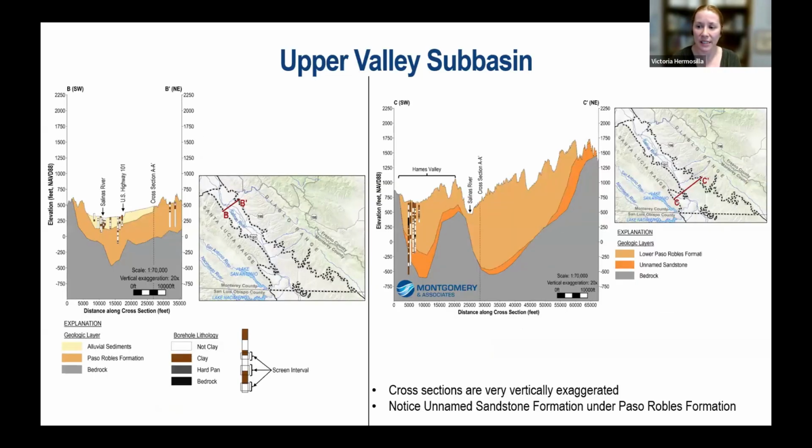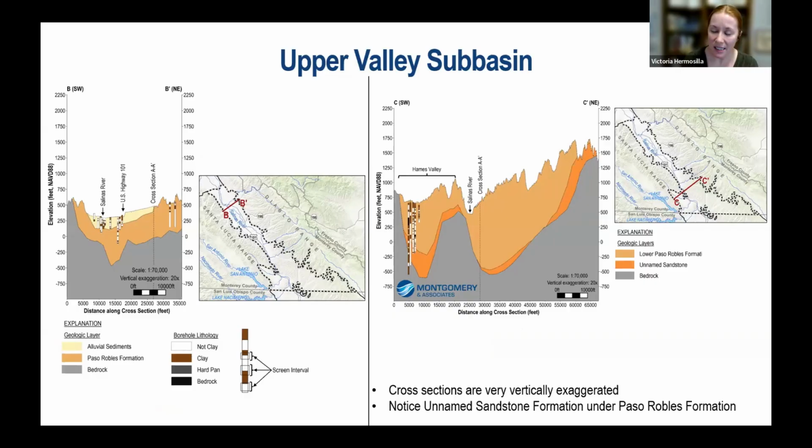And if we move to these other cross sections that cut across the Upper Valley Subbasin, B to B prime here on the left, this is closer to King City. And again, a lot of those wells are really shallow and kind of clustered closer to where the higher conductivity sediments are. And the cross section on the right, C to C prime, this is in an area of the subbasin with expanded boundaries from SIGMA.